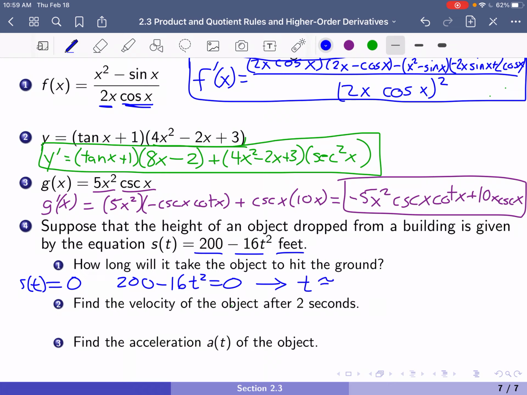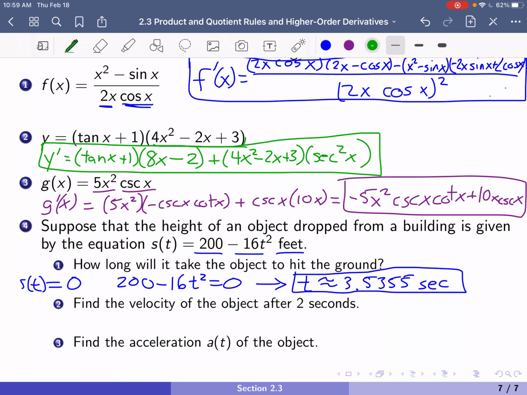At any rate, when you do this, you will find that our value for t is approximately 3.5355 seconds. So there, that part of the question is just algebra. We're solving this.